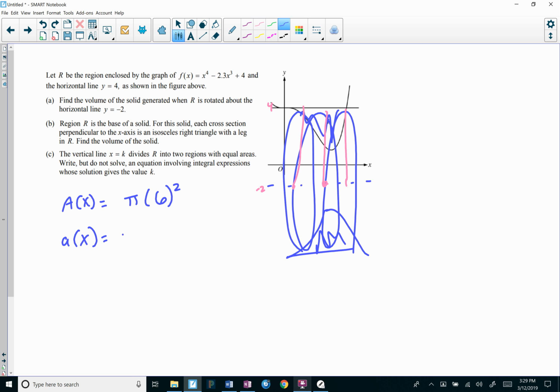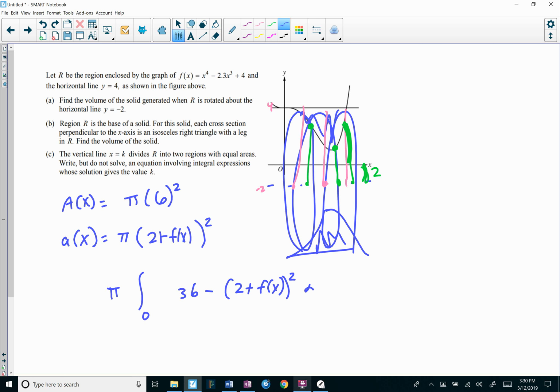My inner radius goes from here to that curve. So no matter where I look, here to that inside curve. Now keep in mind this distance is 2, and this distance is the function f of x. So I want 2 plus f of x as my inner radius. So, ooh, we need to find our bounds. We'll keep that in mind here in a second. But my outer is 36 minus (2 plus f of x) squared. I'm just going to write f of x. I could write out the whole function if I wanted to.